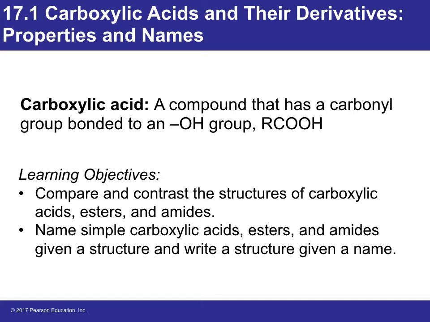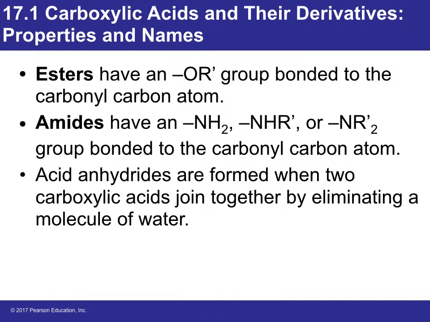Look at the learning objective. Mostly compare and contrast the structures of carboxylic acids, esters, and amides. And I will ask you to simply name the carboxylic acids and the rest using the IUPAC, not the common names. Esters have an OR prime group bonded to the carbonyl group, and amides have a nitrogen atom, so NH2, NHR prime, or NR prime twice.